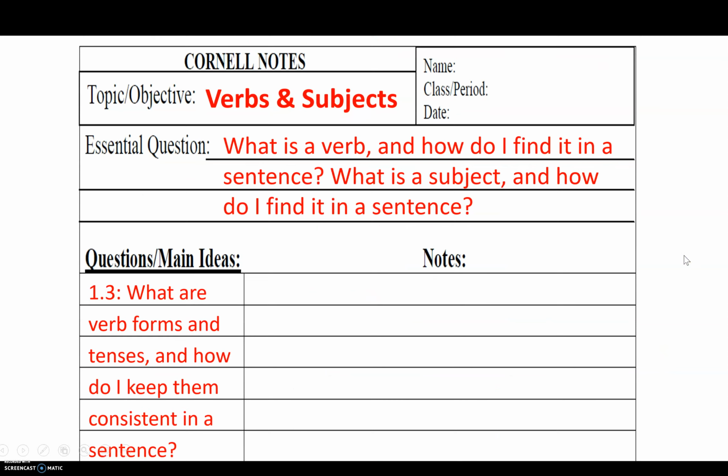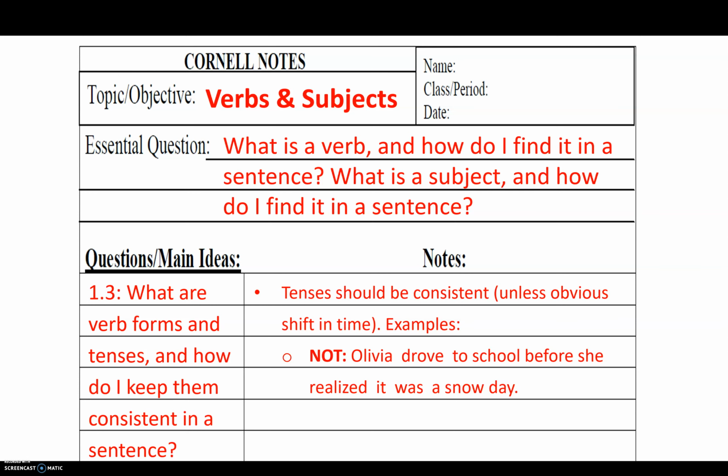Now, there are times where it is appropriate to change verb tenses in a sentence if there is a clear shift in time. So let's look at this example. It says, Olivia drove to school before she realized it was a snow day. Notice all of our verbs here are in past tense, but there's a sequencing issue, right? Because she drove to school before she realized it was a snow day. This event actually came before this one.